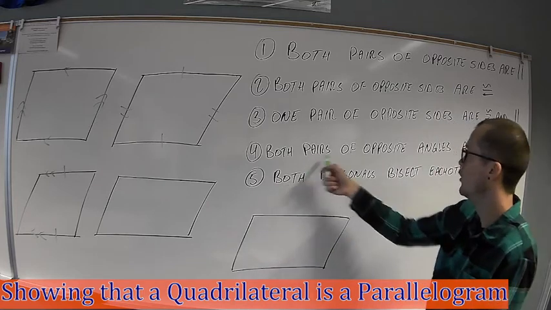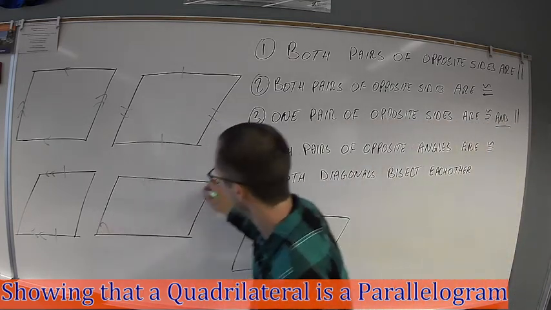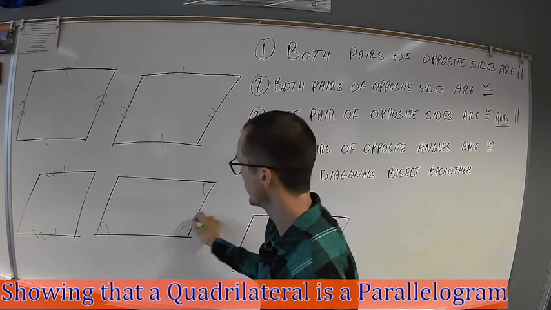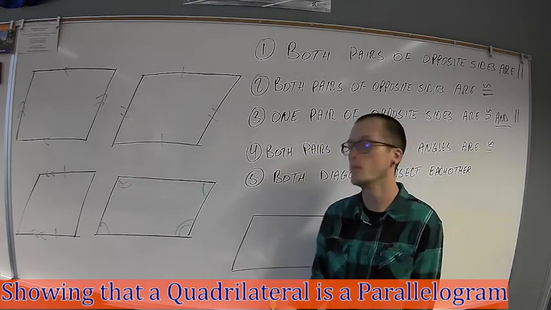Fourth one, both pairs of opposite angles are congruent. So if we can show that these two angles are congruent, as well as the other pair of opposite angles are congruent, then we definitely have a parallelogram.